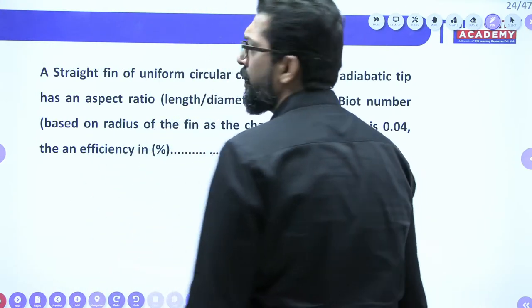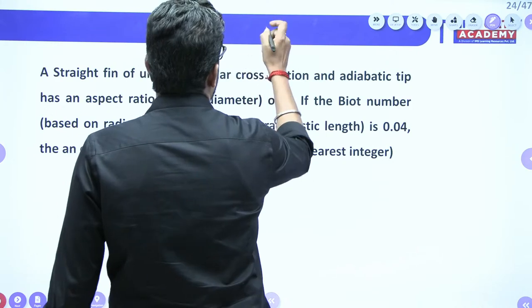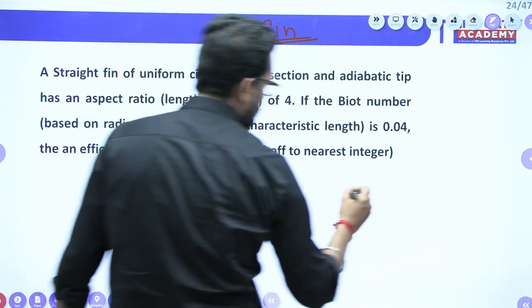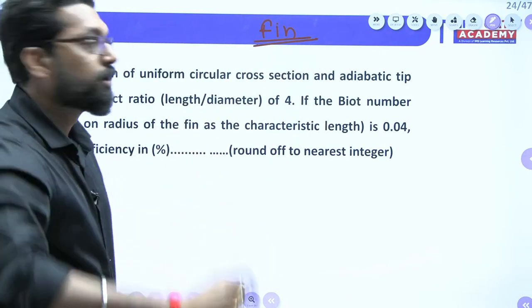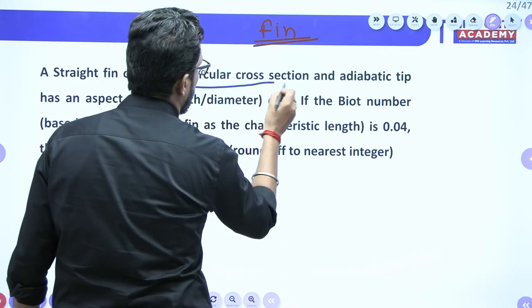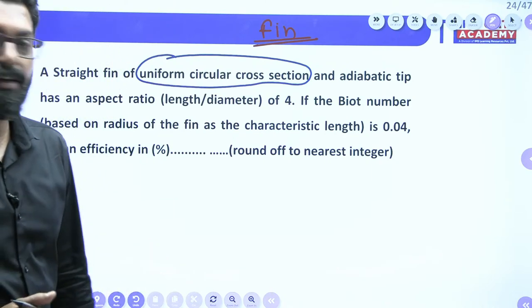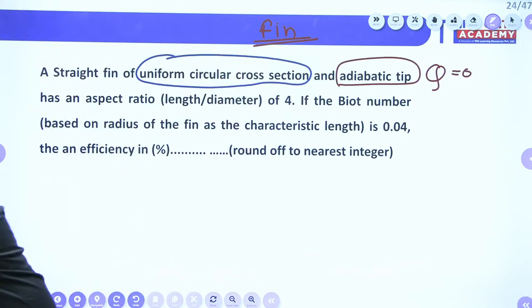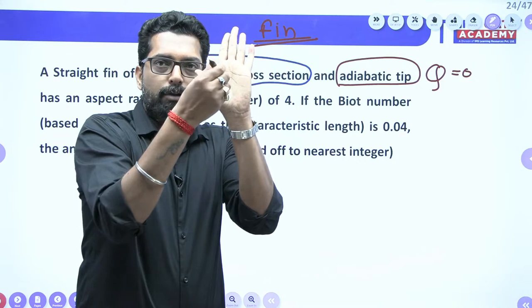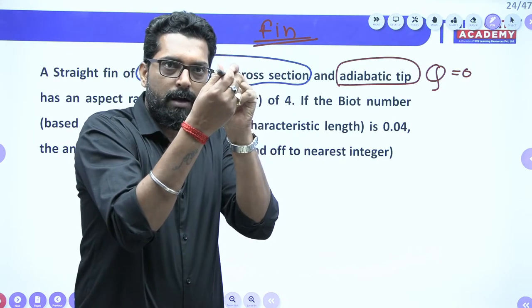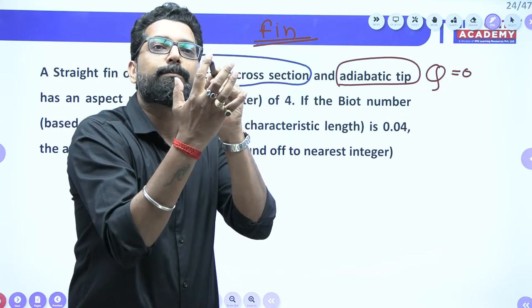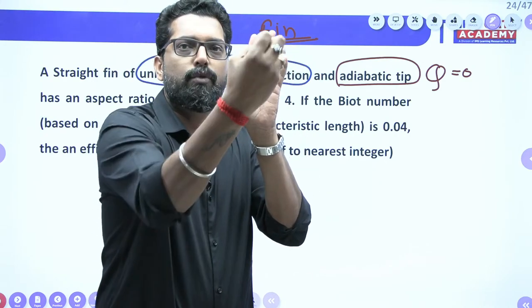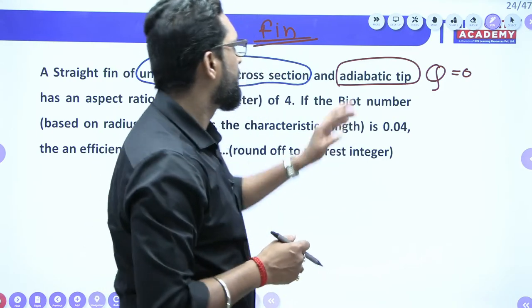Yes, this is your fin problem. A straight fin of uniform cross section. There is a fin of uniform cross section and an adiabatic tip. That means from the tip there is no heat transfer. This is your circular fin, attached on the base plate, and heat transfers from the base plate. This is the tip of the fin and this is the base of the fin. The base is attached on the base plate, and at the tip there is no heat transfer. So heat transfer from the tip is zero.